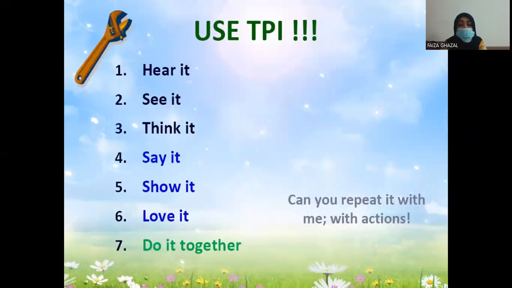The technique which we are using in it is TPI, the Total Physical Interaction, as we all know. How do we go about TPI? We hear it, we use all our senses: we hear it, we see it, we think about it, we say it so many times so that it gets synchronized in our brain, then we show it, then we love it, and we all do it together. Next slide.